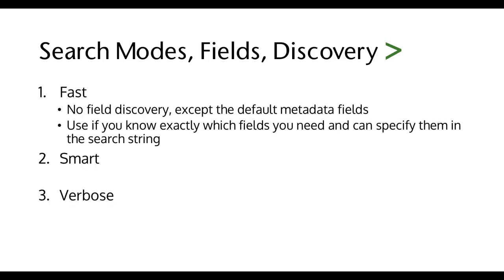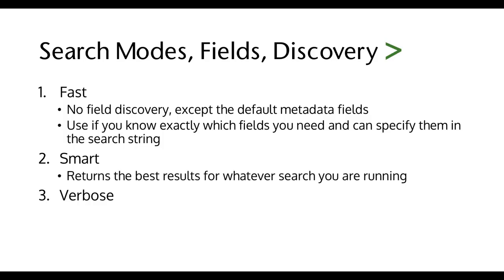In Fast Mode, no fields are discovered except the default 3 metadata fields that we talked about. And Splunk assumes that you know which fields you want, and you've specified them in the search string if you use Fast Mode. Obviously, Fast Mode is fast, because you're doing the work of specifying the fields instead of Splunk's engine trying to figure out what the fields are.